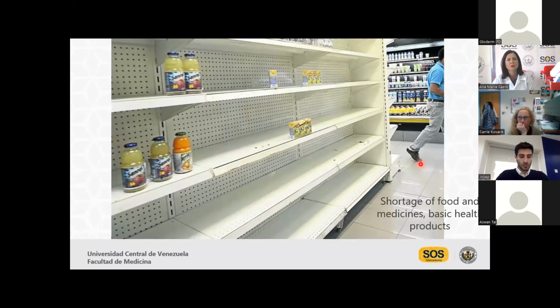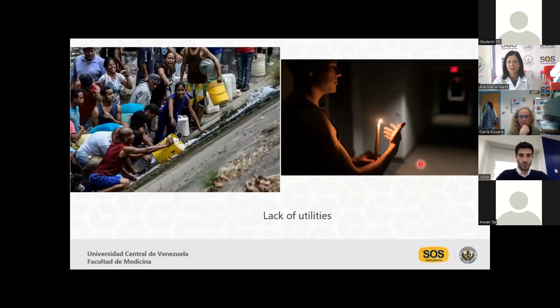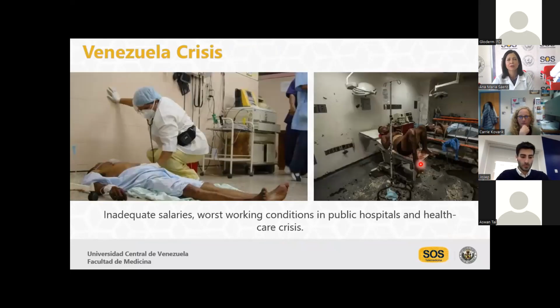And also there was a low quality of public services. There was no water, no electricity, no cooking gas, not even gasoline. So that's why a lot of people left the country, including our health personnel, because there were inadequate salaries and very bad working conditions, especially in public hospitals. So it was a very terrible humanitarian crisis.